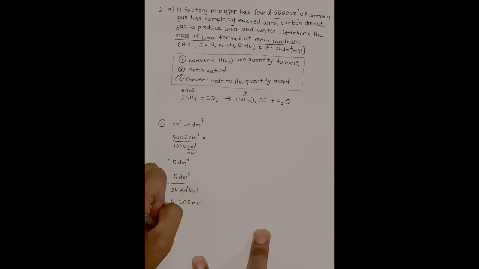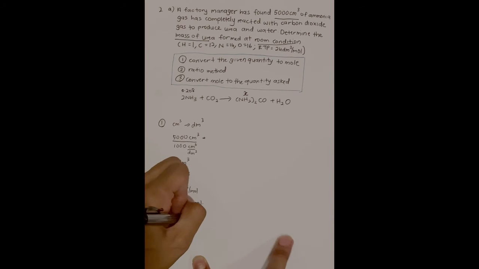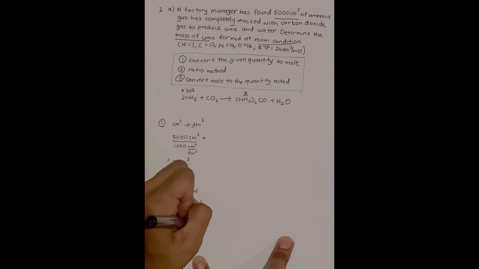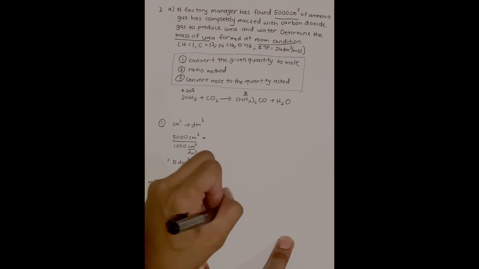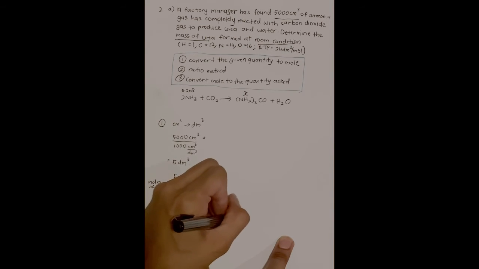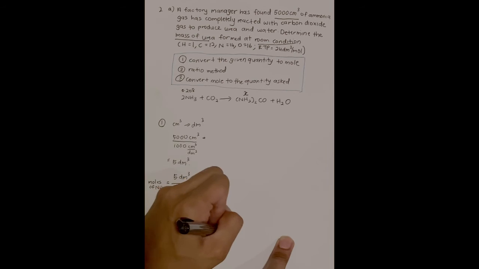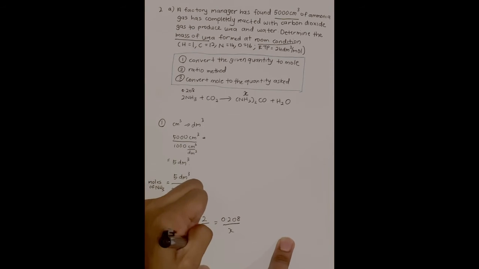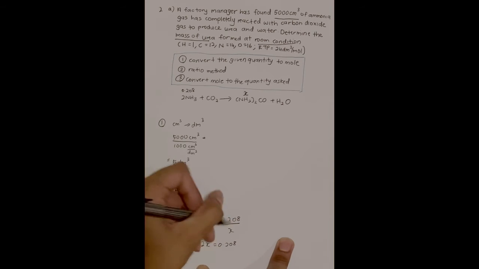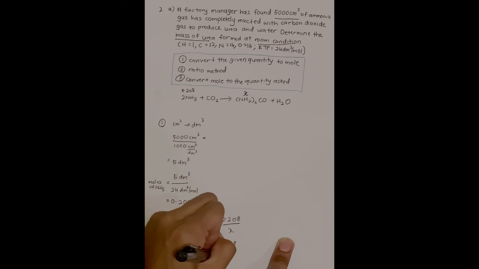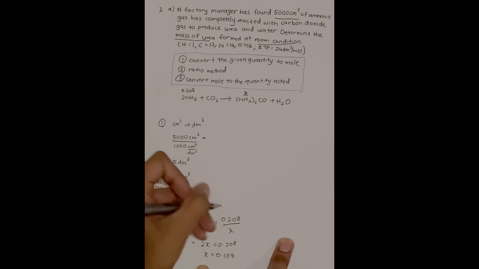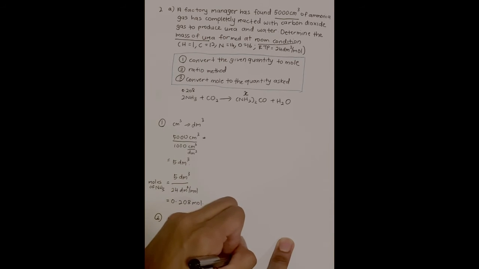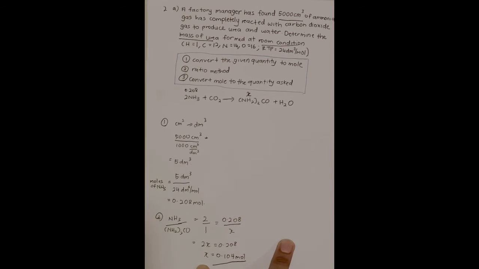NH3 over urea, NH2CO, equals the number in front, which is going to be 2 over 1 equals 0.208 over X. We do not know. So cross multiplication, and your final answer for X is going to be 0.104 mole. So our second step is also done.